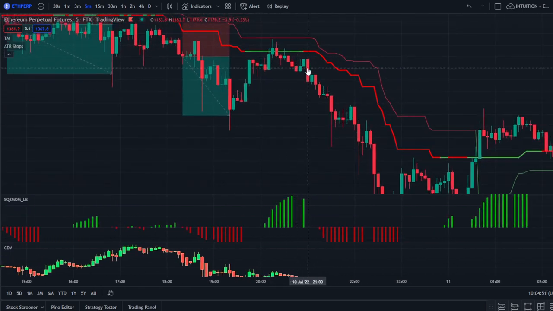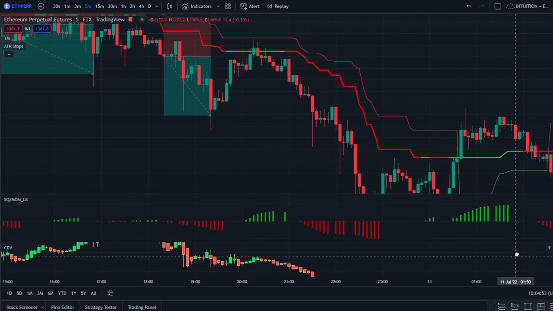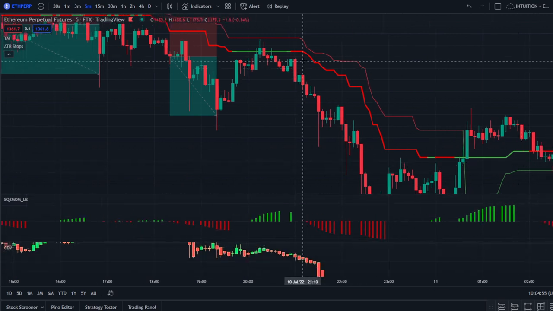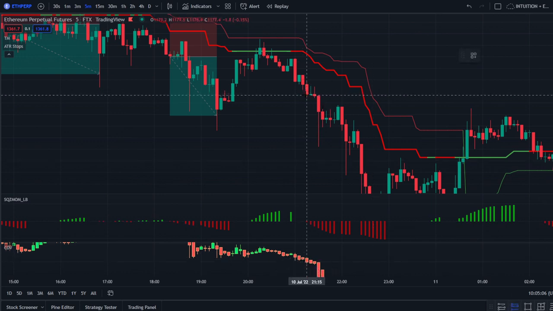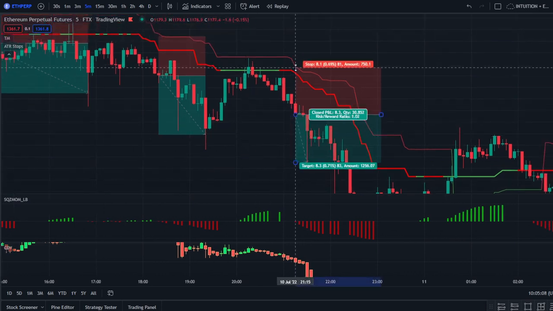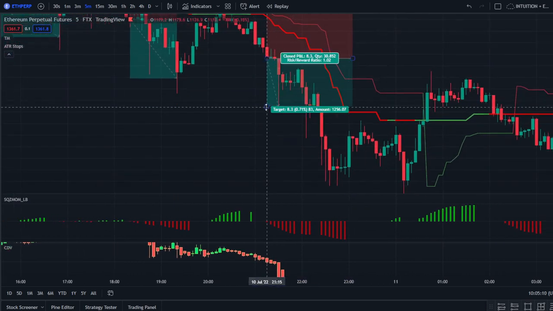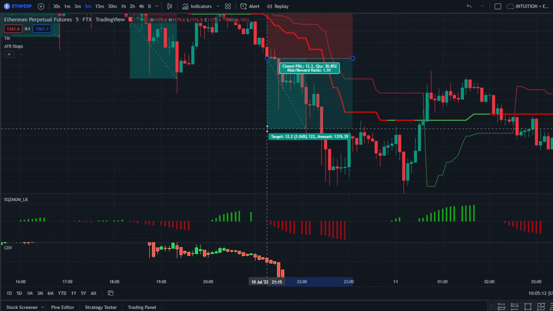So let's look again for another position. So we're going to look right here. We have the break below, with the trend magic being red, price is below the trend magic, squeeze momentum is red, cumulative delta volume is red as well. So we're going to enter another short position right there. Stop loss will be at the ATR stops, and that will be another win.